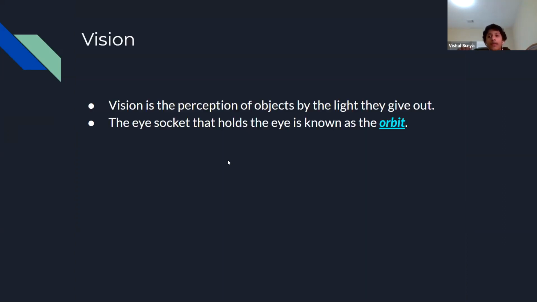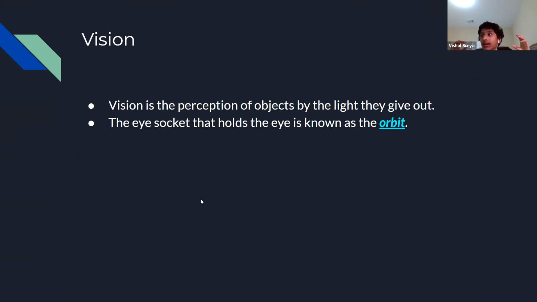All right, finally, the last sense we're going to talk about is vision. Vision is the perception of objects by the light that they give out. It's extremely important. Having vision is one of the most important functions that we can have, because if we weren't able to see anything, it would be really hard to get through.